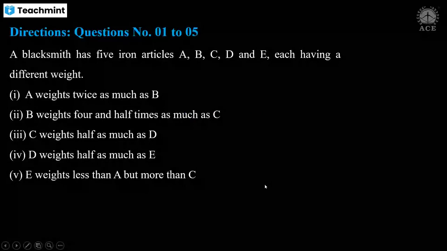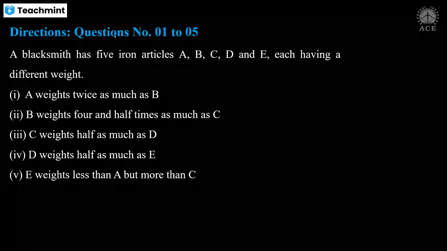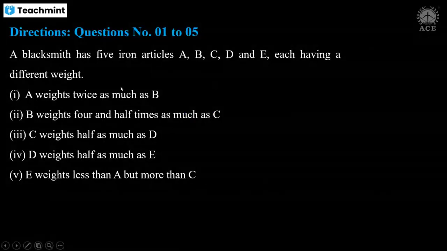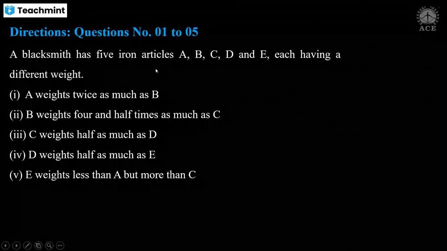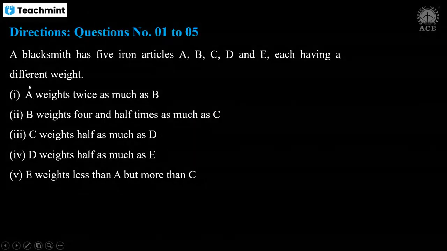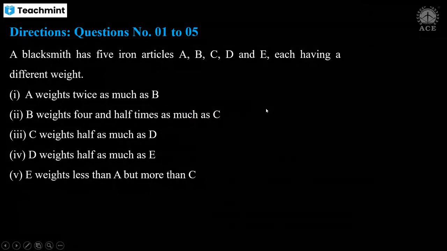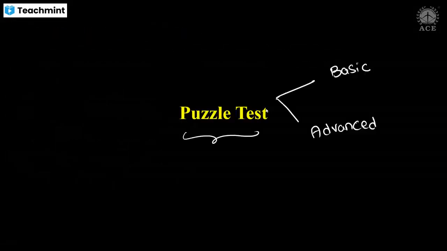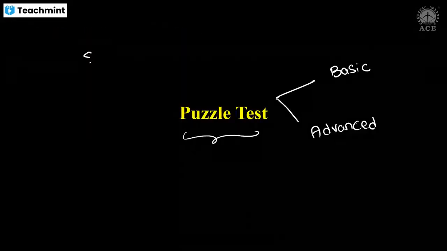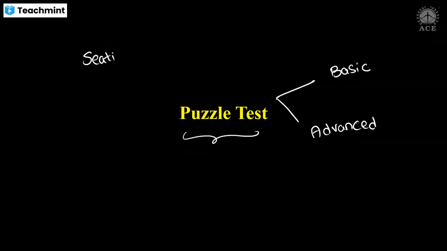Now see the first question related to this puzzle test. Here they give five iron articles, and related to that they give a statement, and you have to arrange them. Puzzle test is a part of seating arrangements only. The seating arrangements topic was already covered during your summer sessions. With that input you can handle the puzzle test easily.